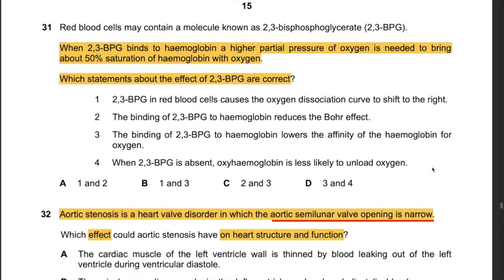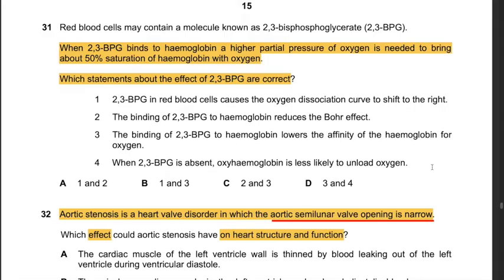Question 31. Red blood cells may contain a molecule known as 2,3-BPG. When 2,3-BPG binds to hemoglobin, a higher partial pressure of oxygen is needed to bring about 50% saturation of hemoglobin with oxygen. Which statements about the effect of 2,3-BPG are correct? Statement 2 is obviously incorrect. The binding of 2,3-BPG to hemoglobin reduces the Bohr effect. It is actually the reverse.